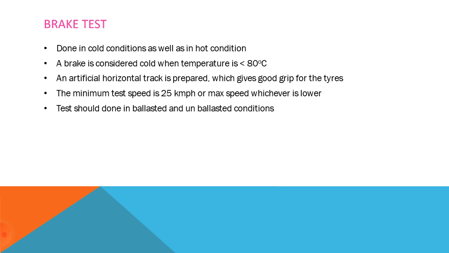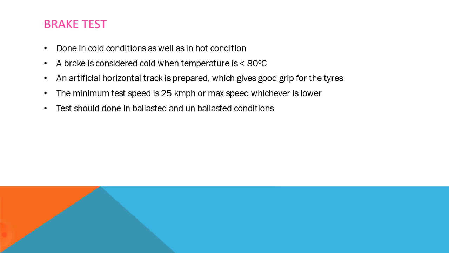Then next is the brake test. The brake test is done both in cold condition and in hot condition. Hot condition means it is working at a temperature above 80 degrees Celsius, and if it is working at a temperature below 80 degrees Celsius, it is considered cold. For this brake test, first we will prepare a special track on which the tires have maximum grip, and then we will select the speed. Usually we will run the tractor at 24 km per hour for the brake test.